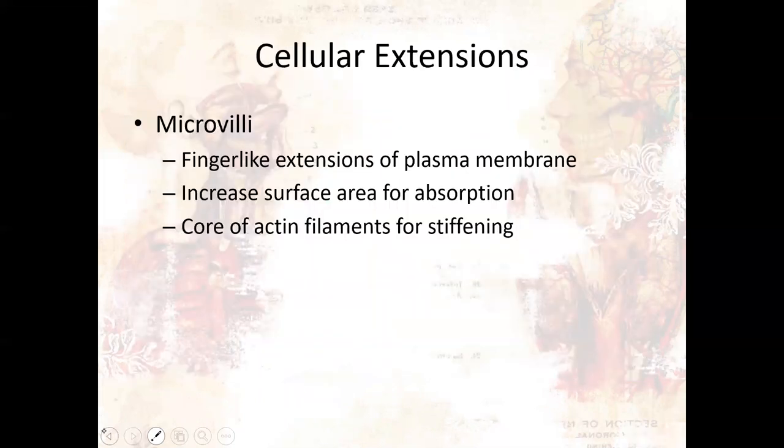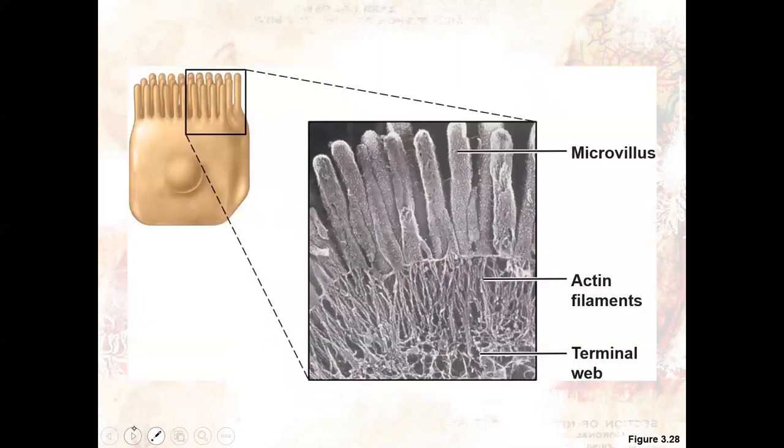Microvilli are very similar to that, but they don't move. Microvilli are extensions of the cell that increase the surface area of the cell. You're going to find microvilli in places that are specialized for absorption. So now you see those little microvilli. Oh, that's a lot of surface area. It's created by that.